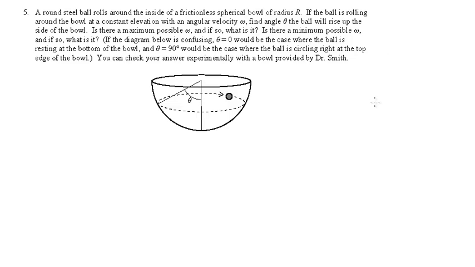So, let's use a nice shade of forest green here. And this thing is moving around with an angular velocity of omega. It's going shoom, shoom, shoom, angular velocity omega. And we want to find the angle theta that it rises up the side of the bowl. So to start with, let's do our circular motion kinematics.